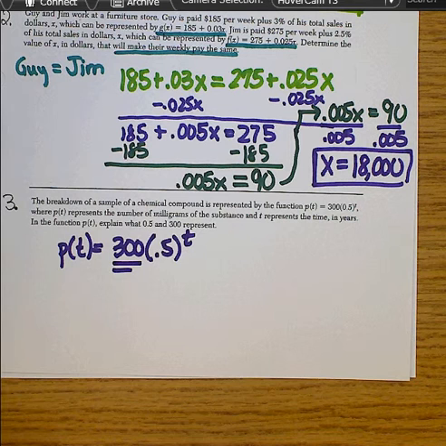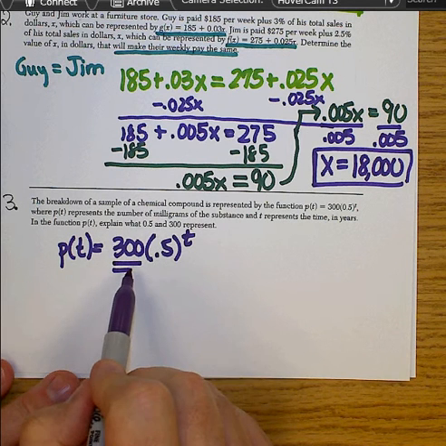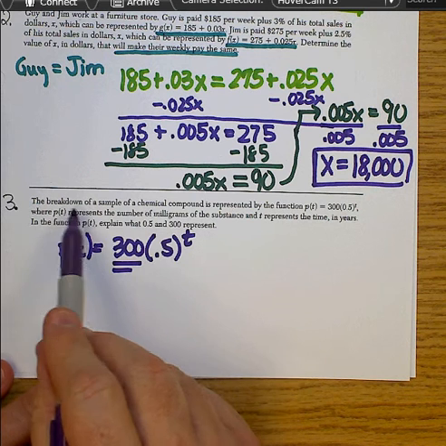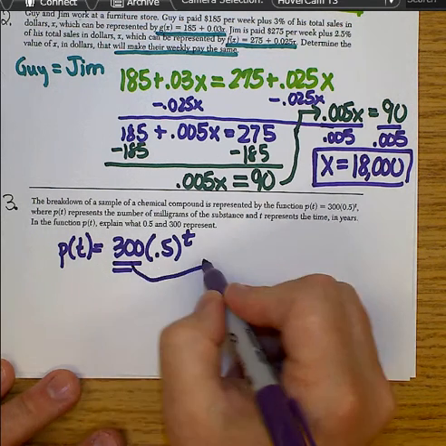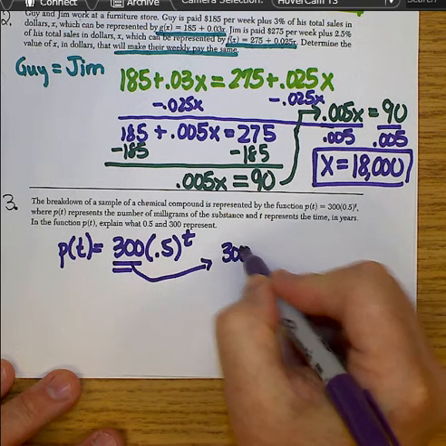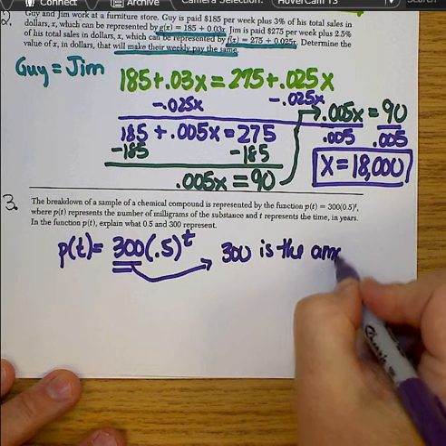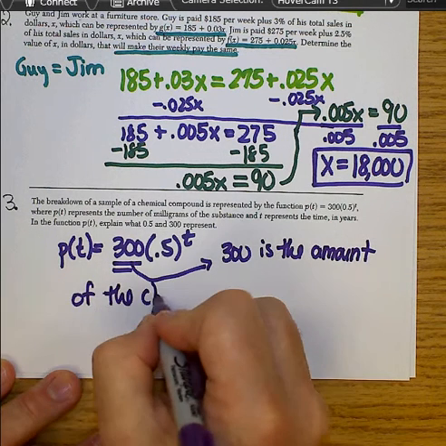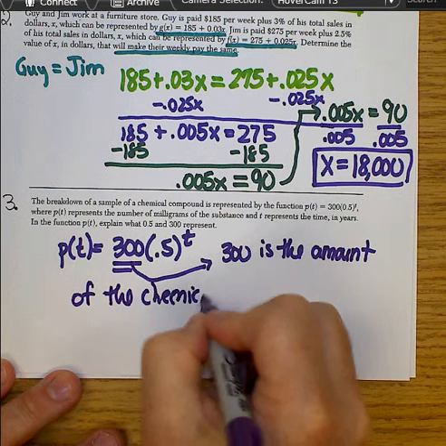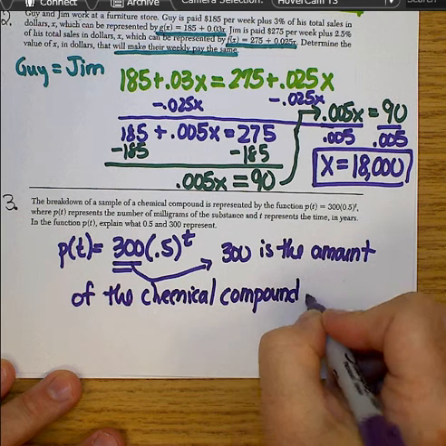We have 300, and what 300 is going to represent is our starting amount, but it's going to be our starting amount of what? It's a breakdown of a sample of a chemical compound. So 300 is going to be the amount of the chemical compound in the problem.